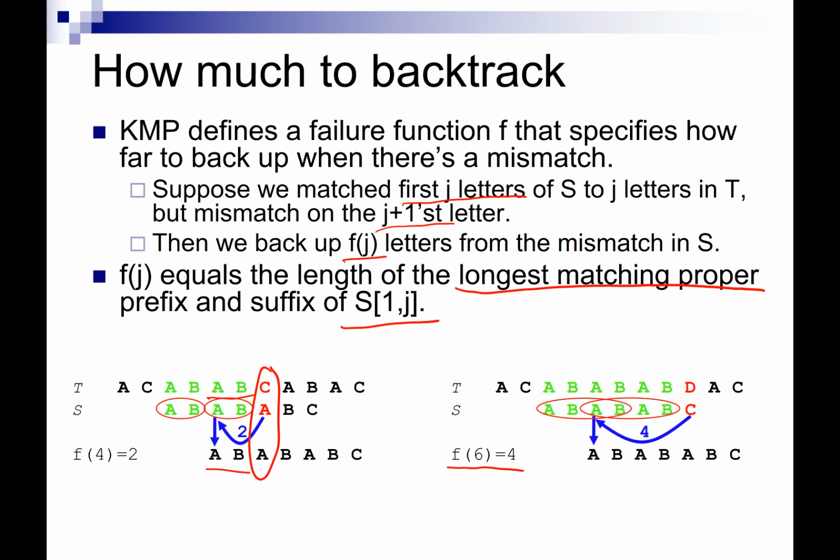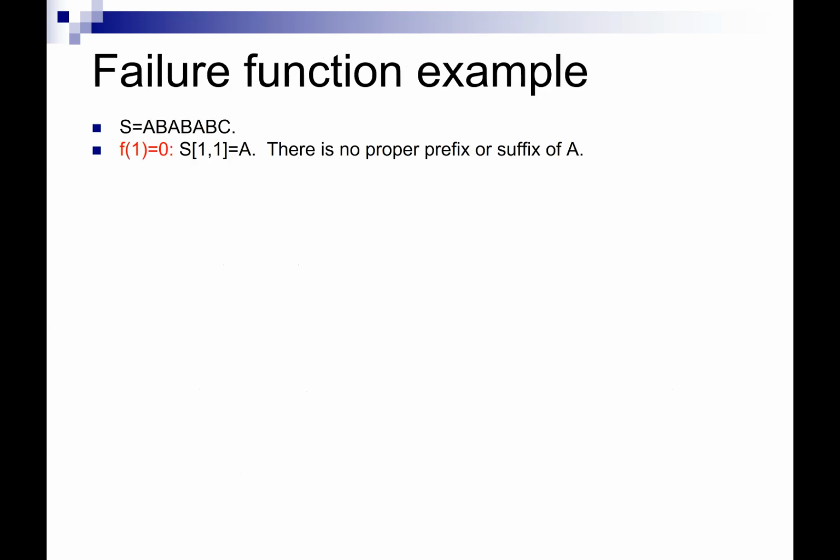All right. So given s equals this string over here, we have f of 1. f of 1 is equal to 0, because we're looking for the longest matching proper prefix and suffix of s1. In order to compute this, we look for the match for s11. But s11 equals a.